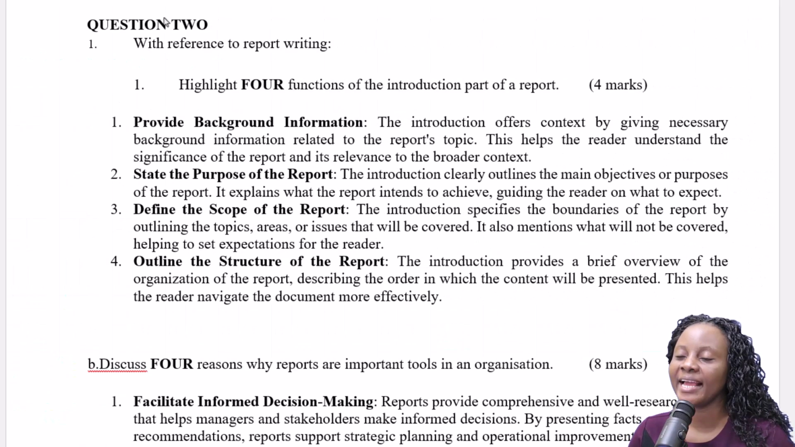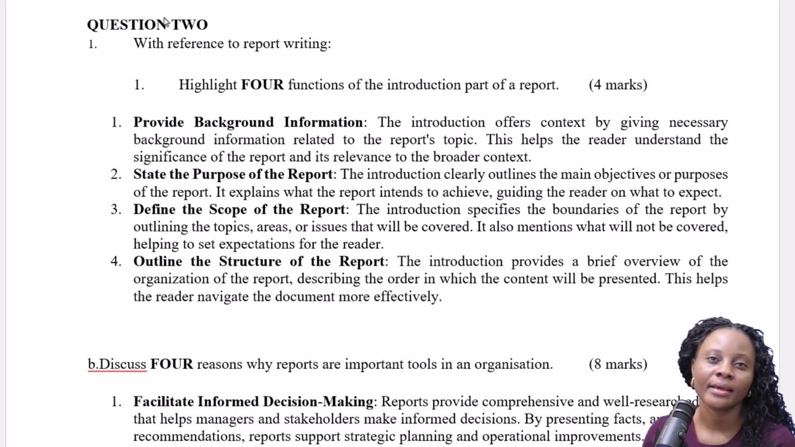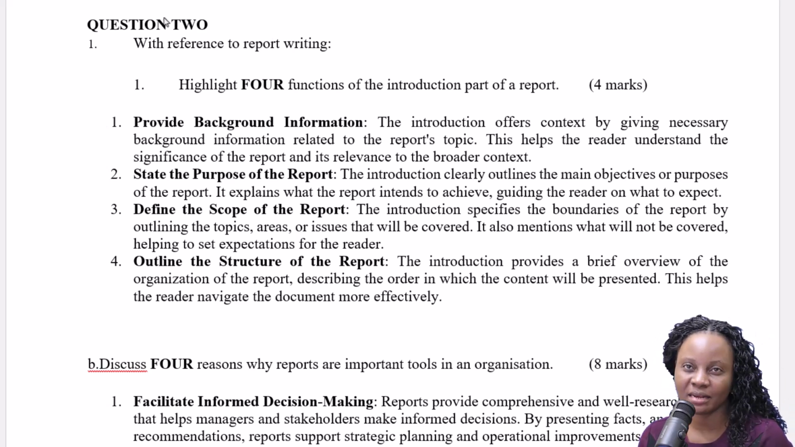So back again to our December 2023 communication skills past paper. Our question 2 says, question 2A, with reference to report writing, 1. Highlight 4 functions of the introduction part of a report. So what are the 4 functions of the introduction part of a report? What does the introduction part of a report carry? And what are the functions of that part?